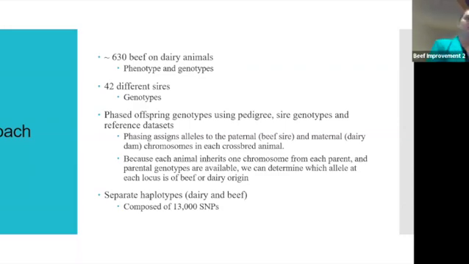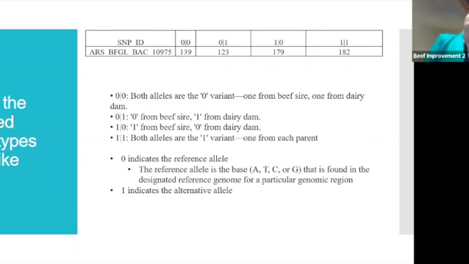Then I separated haplotypes. So haplotypes: the dairy chromosomes that that individual inherited and the beef chromosomes that that individual inherited. And so after filtering, I had about 13,000 SNPs, so not a whole lot, but I did have to do some pretty stringent filtering based on which SNPs did overlap between all these individuals. So here's an example of what it might look like.